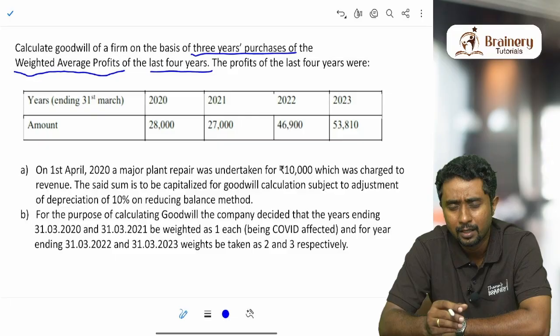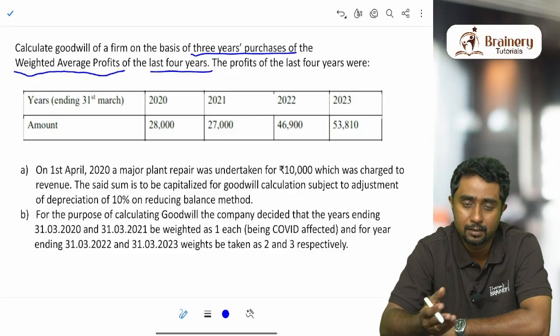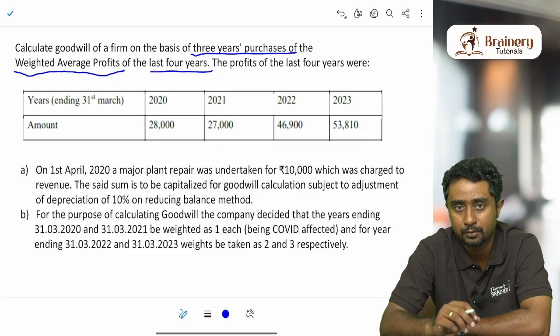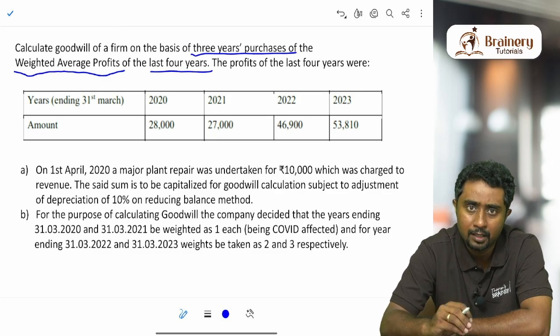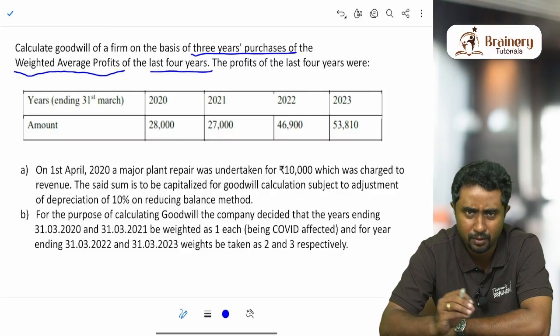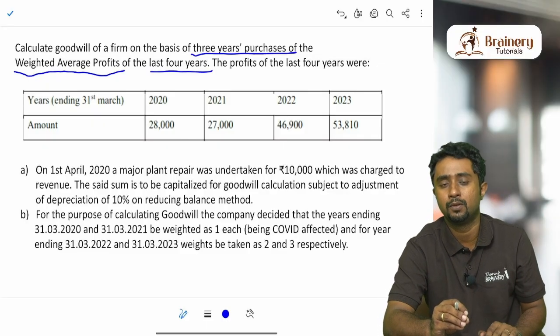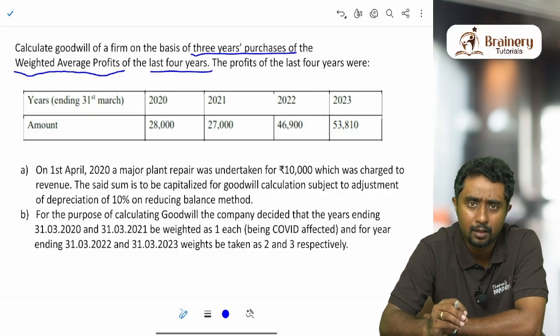Similarly, you have done questions in statistics in 11th economics. As a part of statistics, you have done the weighted average method. The same thing, or a similar thing, we are doing for the purpose of goodwill. So there is nothing much of a difference there.